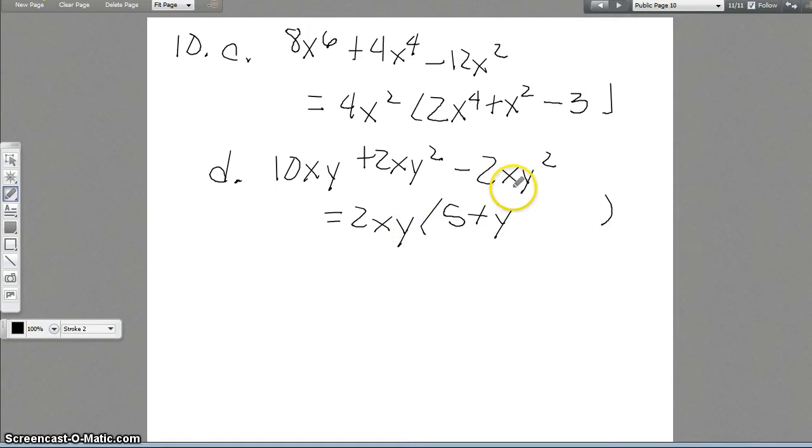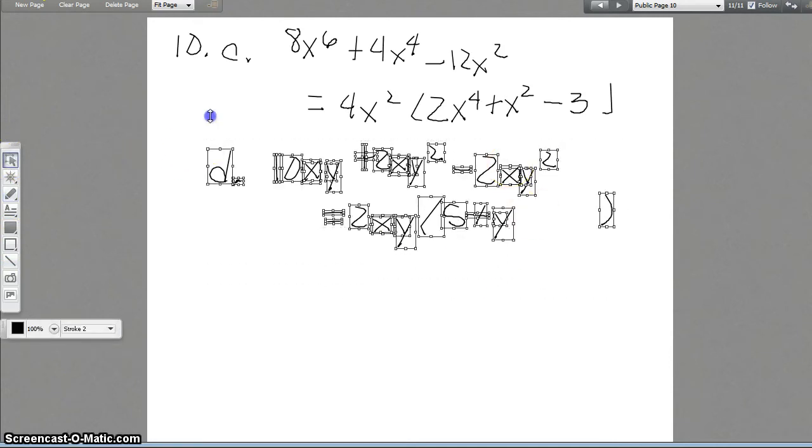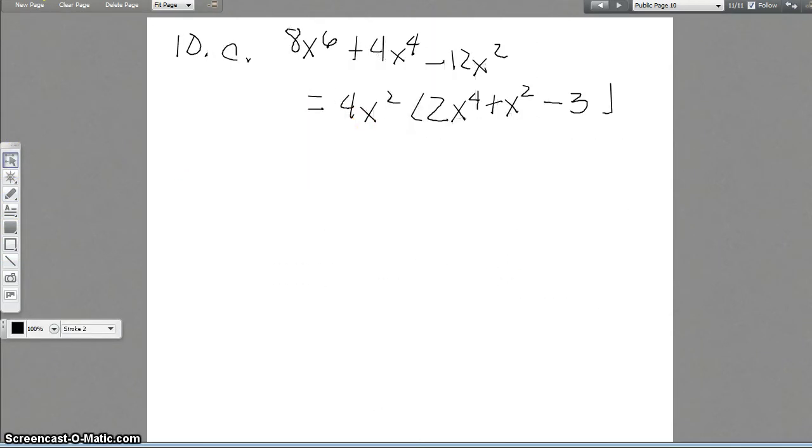Wait a minute, did I copy this right? I did not copy this right. Okay, let me get rid of this and start over on part D. Whoops, that did not start over. There we go.